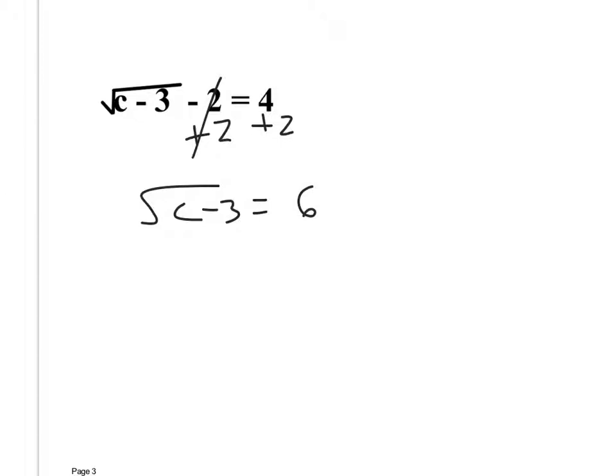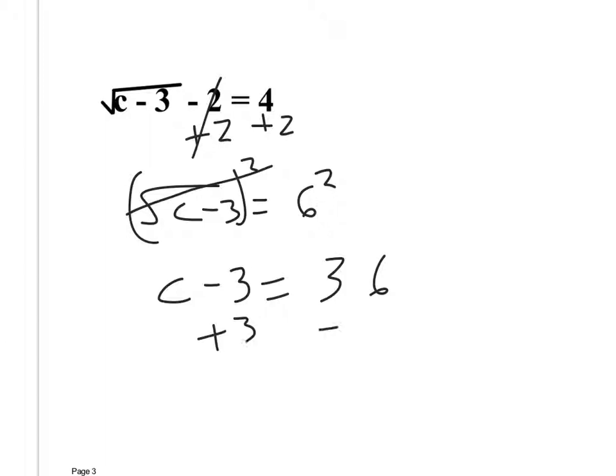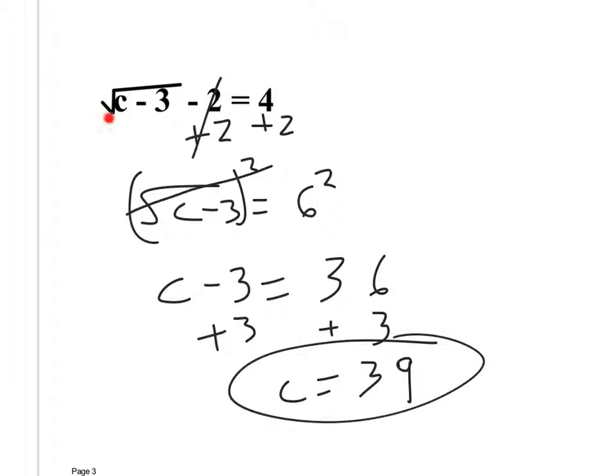Now I use the power property of equality, knowing that if I square one side and square the other, it remains true. So the square root of c minus 3, when I square it, I get c minus 3. I just cancel out the square and the square root. 6 squared is 36. So I add 3 to both sides, and I get c is equal to 39. I can check my answer. 39 minus 3 is 36. The square root of 36 is 6. 6 minus 2 is 4. C must be 39. Any questions?